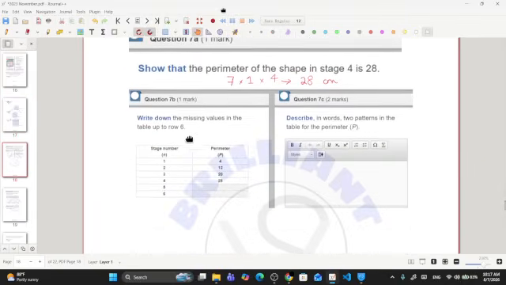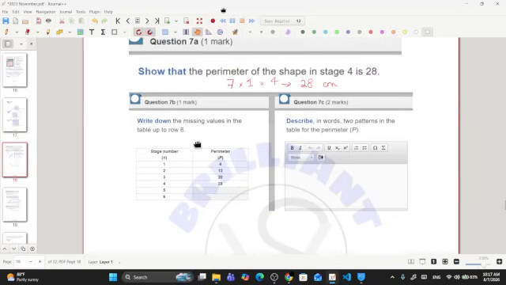Then it says write down the missing values in the table up to row 6. As we can see, the perimeter is increasing in each stage. But to what extent? Here it's increasing by 8, here it's increasing by 8 again, here it's increasing by 8 again. So the next two values are going to be 36 and 44.